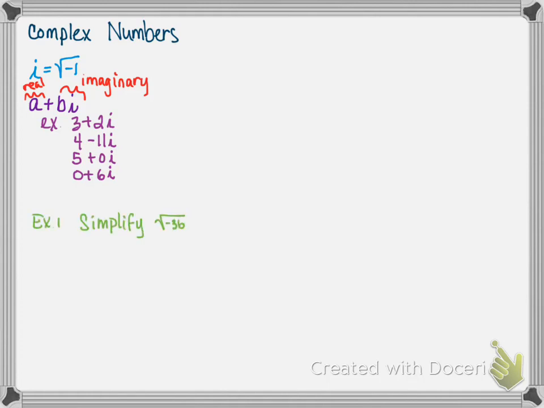Let's look at an example of simplifying a radical. So simplifying the square root of -36. I can rewrite this radical as the square root of -1 times the square root of 36. The square root of -1, remember, is defined to be i, and the square root of 36 is 6. So this is i times 6, or just merely 6i. So the square root of -36 is 6i.